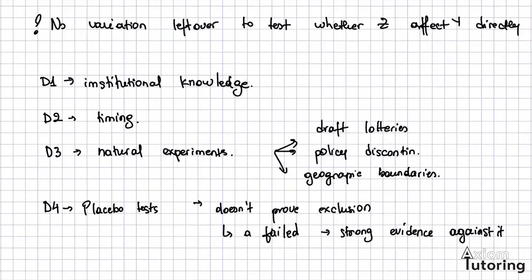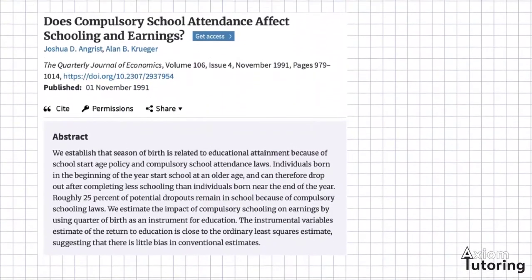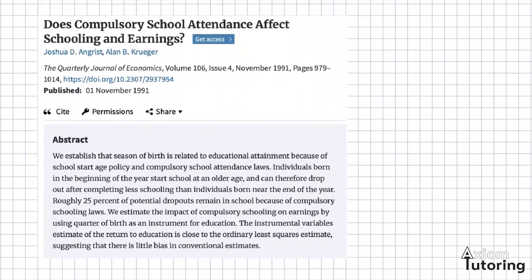Let's move to a more particular example. I have here the abstract from the paper from Angrist. Does compulsory school attendance affect schooling and earnings? So Angrist and Krueger, in this particular one, are using exactly this logic. And by the way, this is one of the most famous IV papers. They are using quarter of birth as the instrumental variable. We've got years of education and earnings.